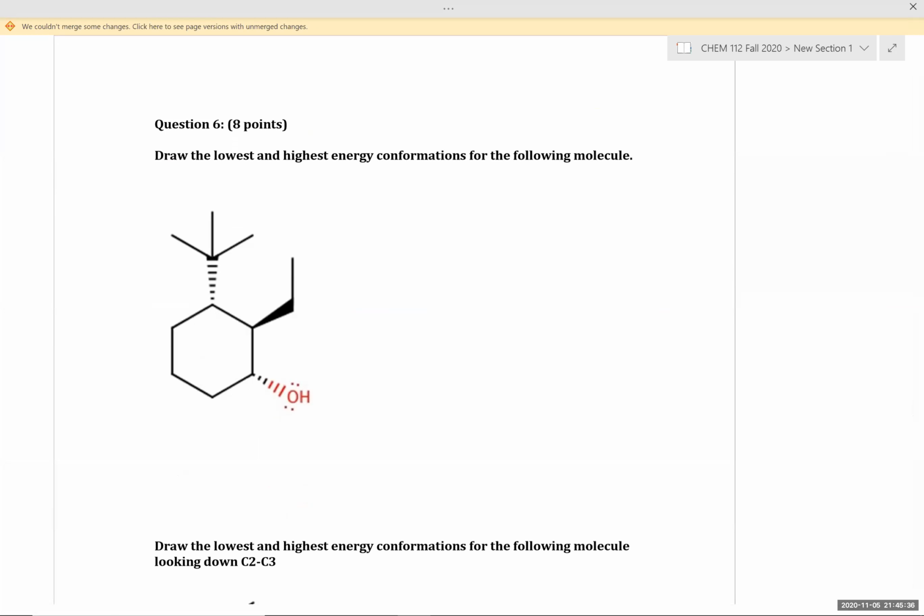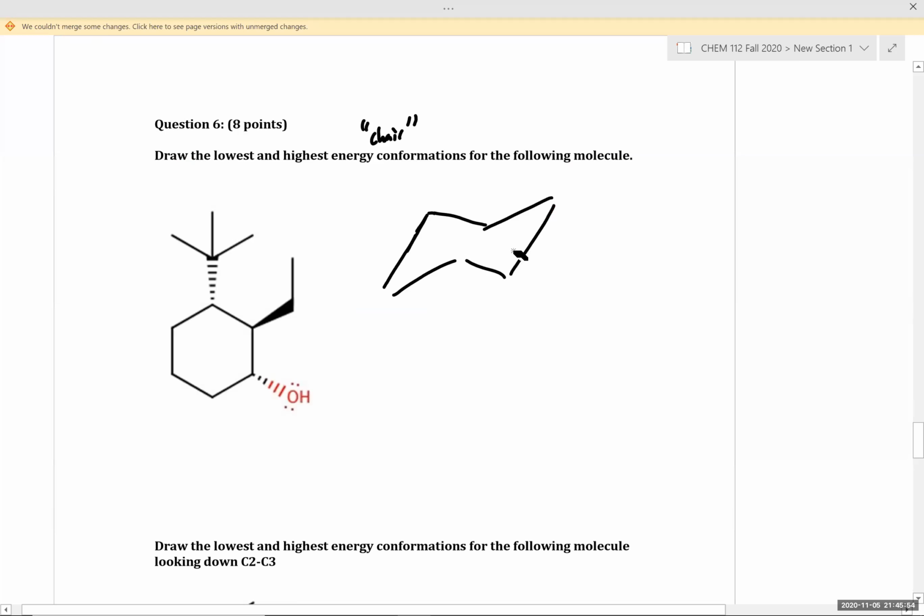Okay, we're next asked to draw the lowest and highest energy conformations for the following molecule. Well, by definition, one conformation will be the lowest and one will be the highest. Let me rephrase this. This is referring to the chair conformations, just to avoid people drawing boat conformations or half chair. Okay, so assigning this as carbon 1.